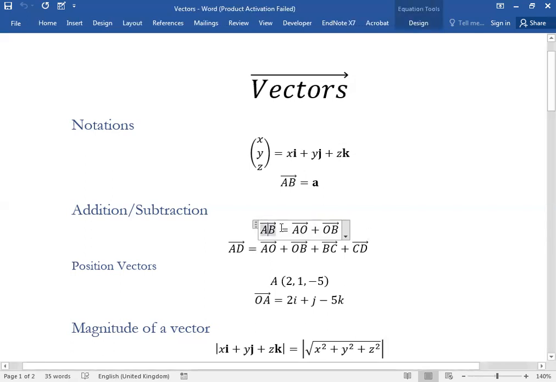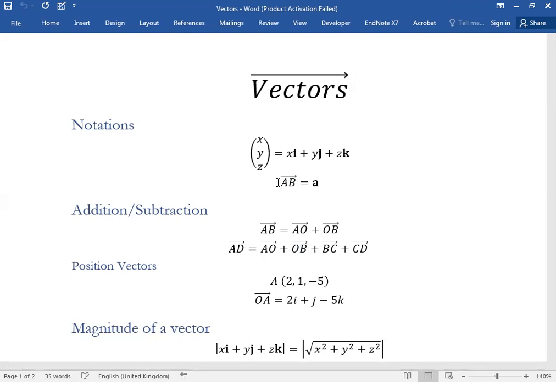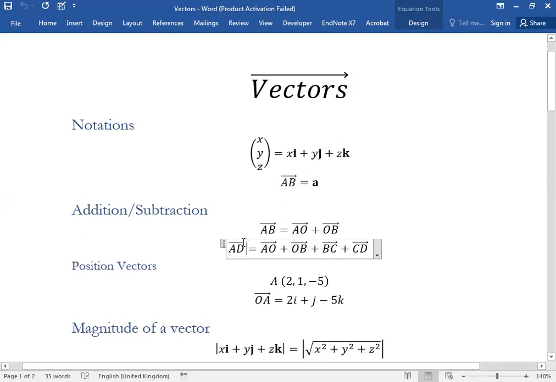If I want to go from A to B, I start from A and I go till O, and then from O till B. Similarly, if I want to go from A till D, I'll go from A till O, then O till B, then B till C, and then C till D. In addition, the main logic is where you end on a respective vector, the second vector should start from the same point. Is this clear? In particular, any general vector is also called displacement vector. Any vector, vector AB, vector AD, all of these are called displacement vectors.